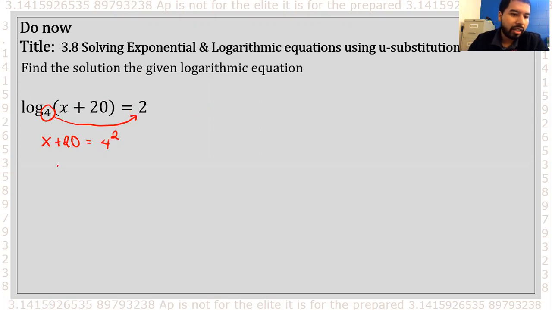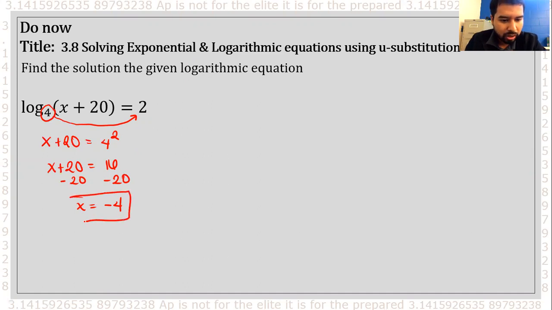From here we can simplify. x plus 20 is equal to 4, and I can subtract 20 on both sides, and x is going to be 4 minus 20, which gives us negative 16. So this is a possible solution. We're going to substitute it back into our original equation to make sure that this is indeed our only solution and that it is not an extraneous solution.